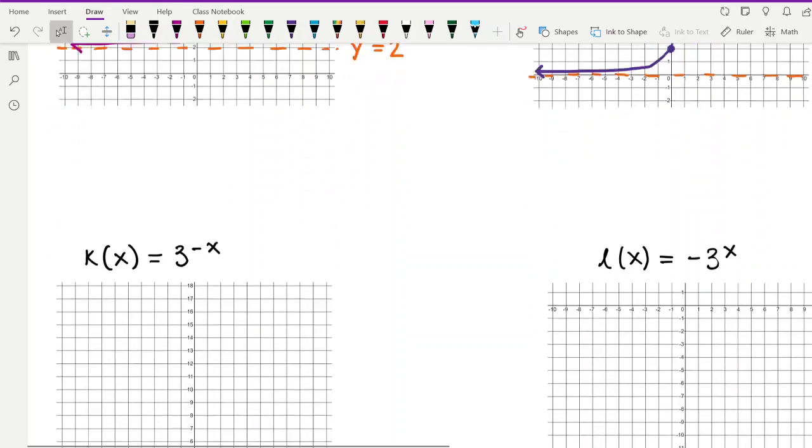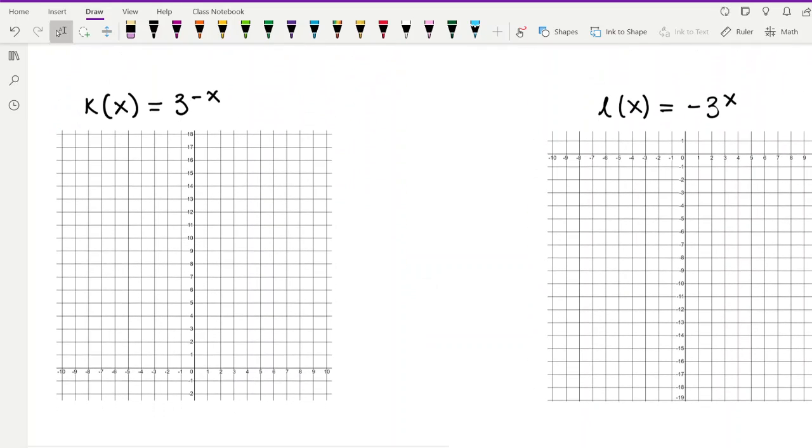Okay, so let's do another one. So next up we have k of x is equal to 3 to the negative x. So what kind of a transformation are we looking at for this one? Well, we see that we are applying a negative sign, and we're specifically applying that negative sign to x. And so we know that when you apply a negative sign, it's going to be a reflection. And if you're applying that negative sign to x, it's going to be a horizontal reflection, meaning it's going to reflect over the y-axis.